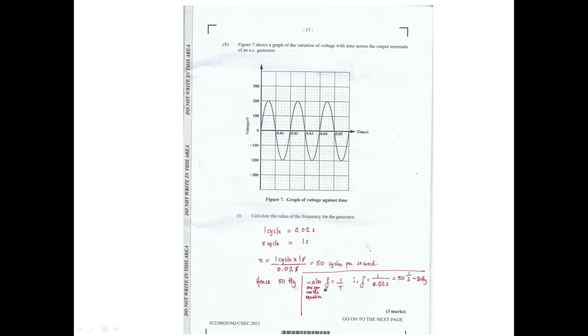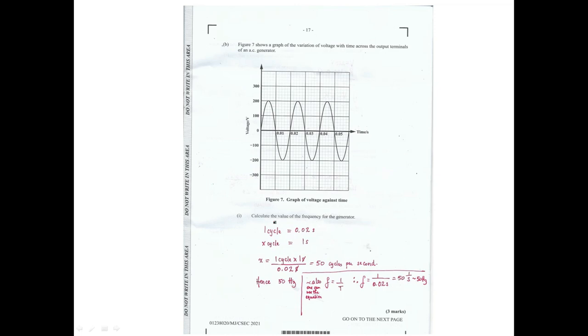Well, you could use 2 things. You could use frequency is equal to 1 over period. And we'll see that you take 1 full cycle, which would be a full crest and a trough. And it ends at 0.02. And you will get 50 hertz.